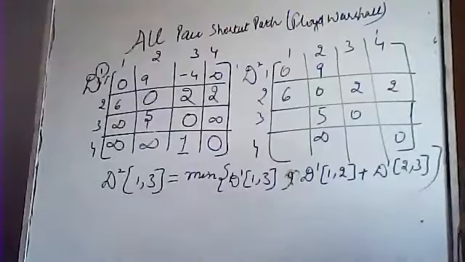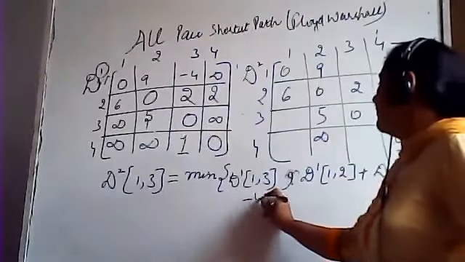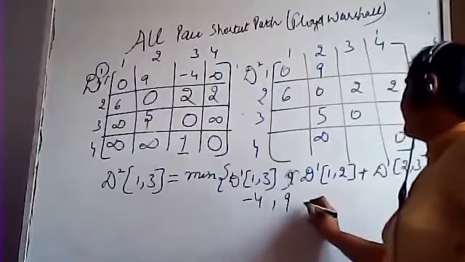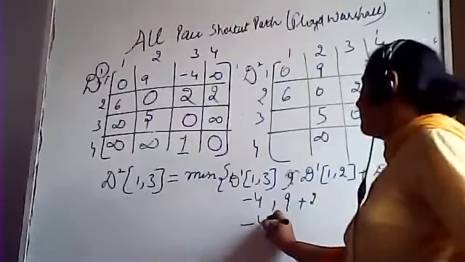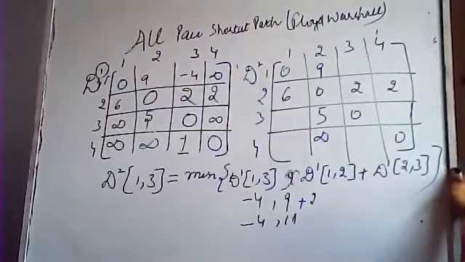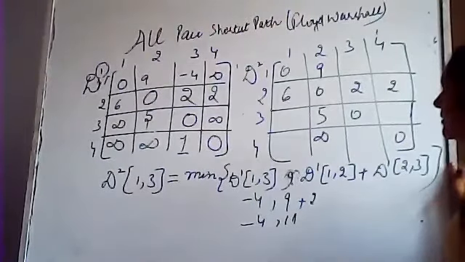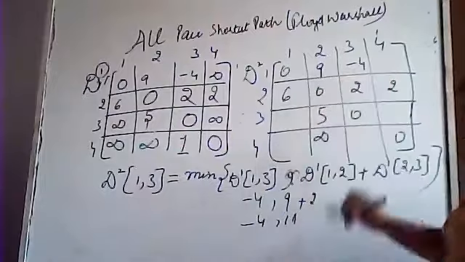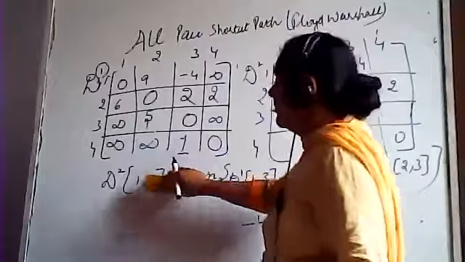Give me the values for this. Minus 4, 9, 2, 2. Which is better? Plus 11. Which is better? 11 or minus 4? Ma'am, the minus value will be smaller than 11. Yes, ma'am, minus 4. So it will be minus 4. Okay. Then calculate 1, 4.